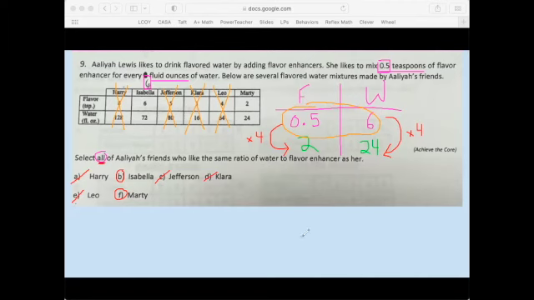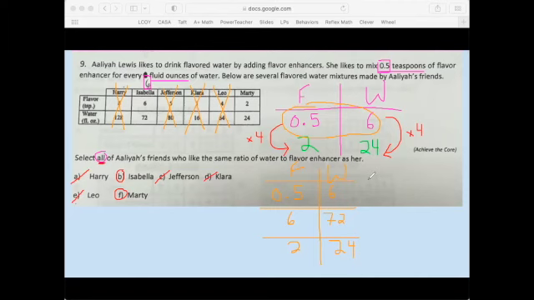So what I can say honestly is that 1/2 to 6, 6 to 72, and 2 to 24, and let me make sure I label flavor and water.